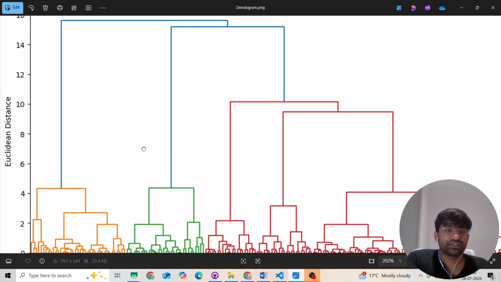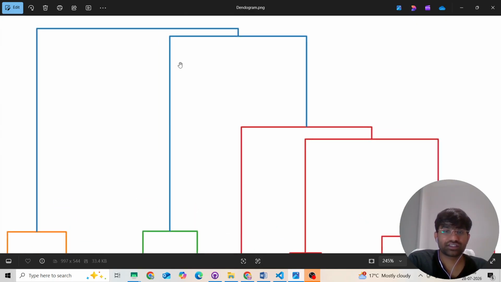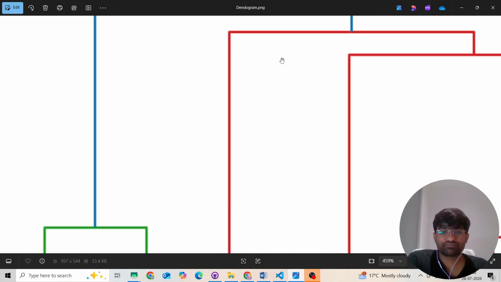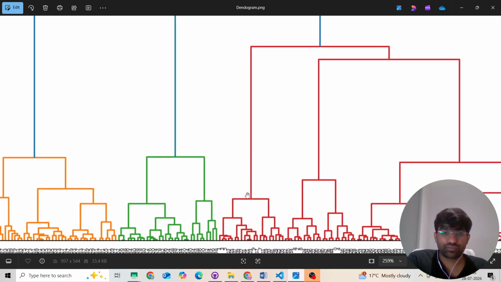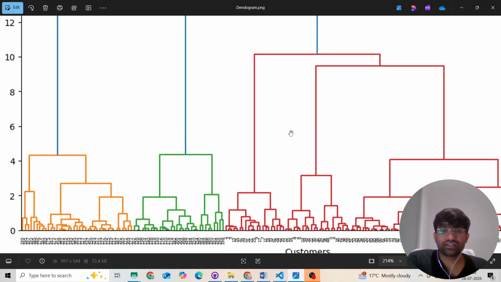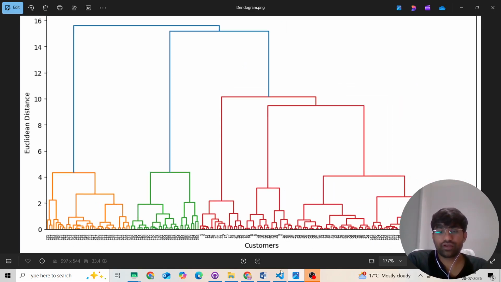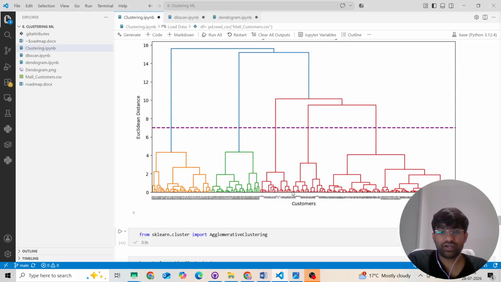Now you see this blue line, how large it is. Again, this blue line, how large it is. See the red line. See this red line, how large it is, from this point to this point. So these are large lines, right? So from this dendrogram, we have to predict the optimal number of clusters. That is, I will draw a line. Consider I have drawn the purple line now.